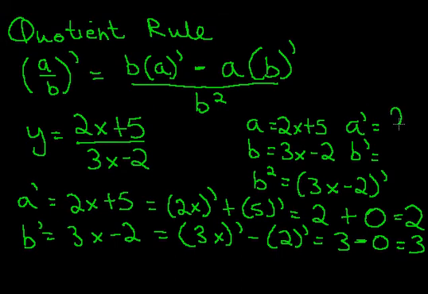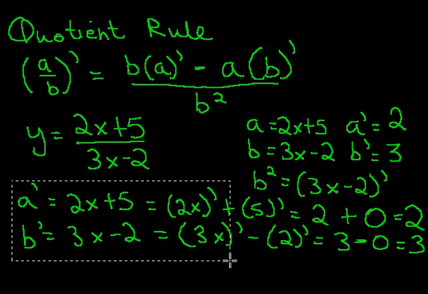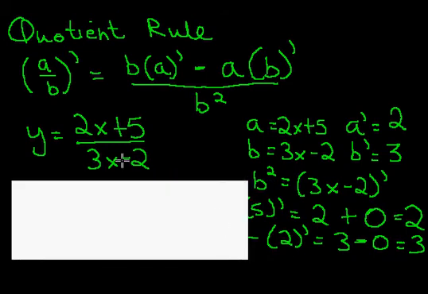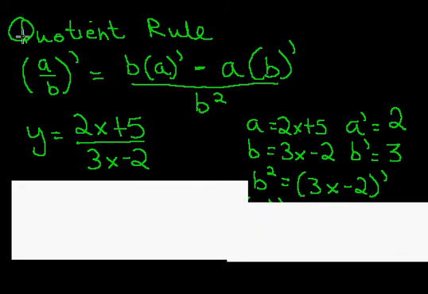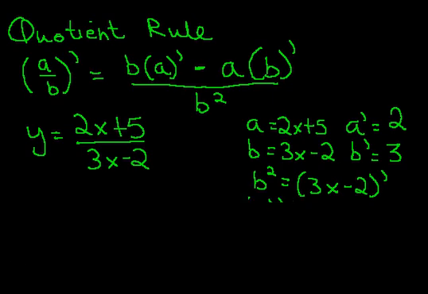So we can put that up here. I can write A prime is 2 and B prime is 3. And now, since I don't have any space, I'm going to erase this part of it, and this right here. Okay, so now that we know A, B, A prime, B prime, and B squared, all we need to do is plug it into this, and we'll get our answer.